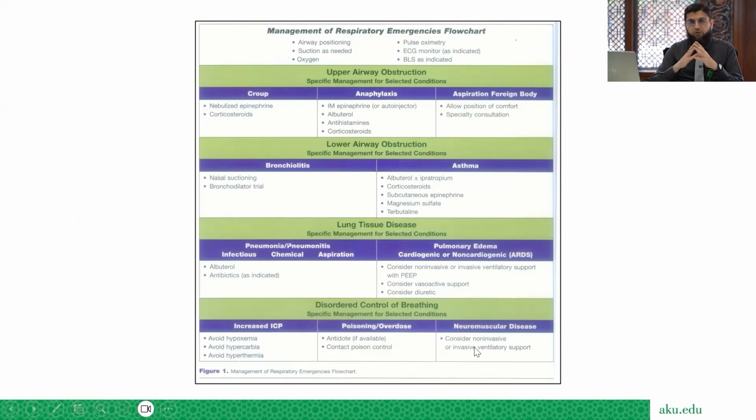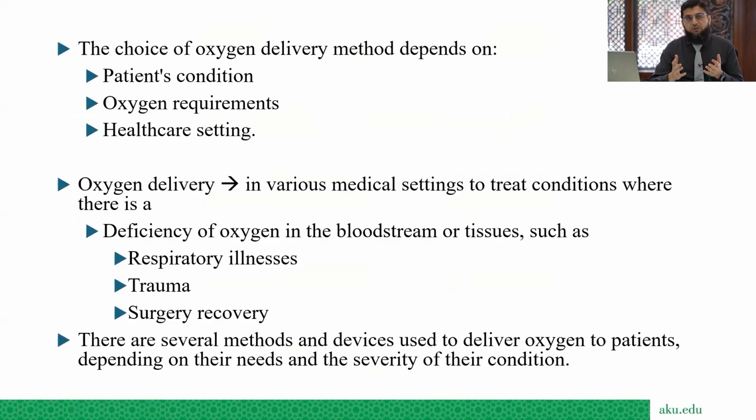So the choice of oxygen delivery depends upon the patient's condition, oxygen requirement, and the healthcare setting where you are. And oxygen delivery, as we have discussed in the previous session on oxygen support, depends on the respiratory illness, trauma, and how much oxygen deficiency there is in the bloodstream. There are several methods and devices used to deliver oxygen to the patient depending on their need and severity of the condition. Oxygen cylinders are one of them.